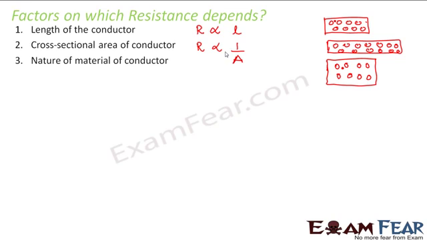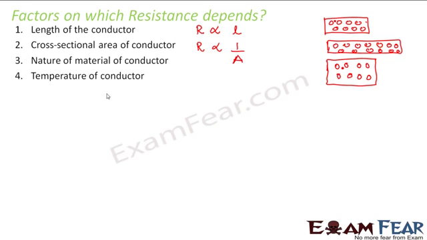The third one is the nature of the material of the conductor. So the value of resistance is also dependent on the nature of the material of a conductor. Next is the temperature of the conductor. So how does it change with temperature? When the temperature increases, what happens?